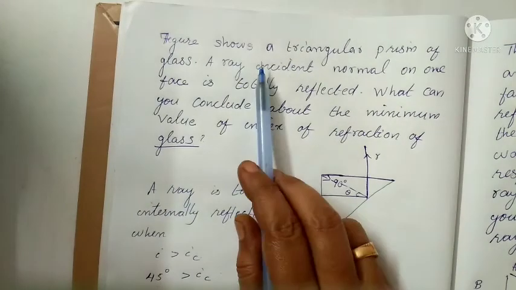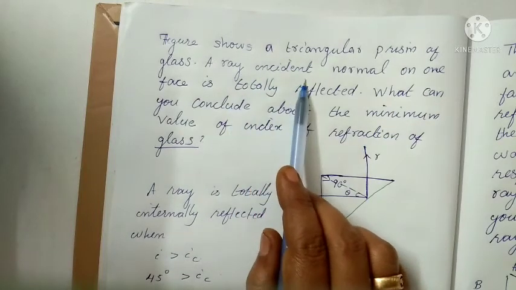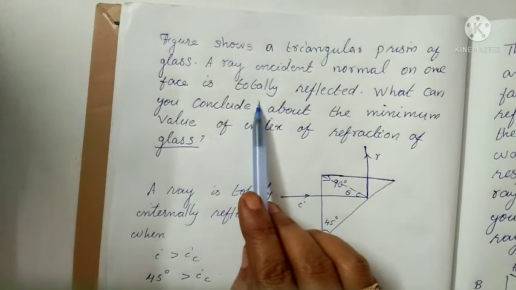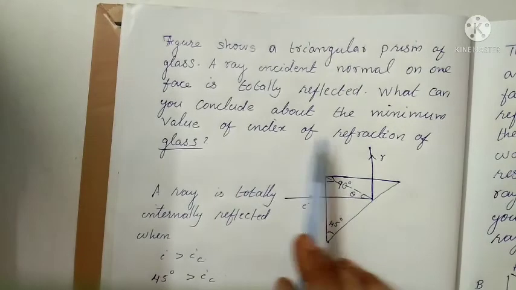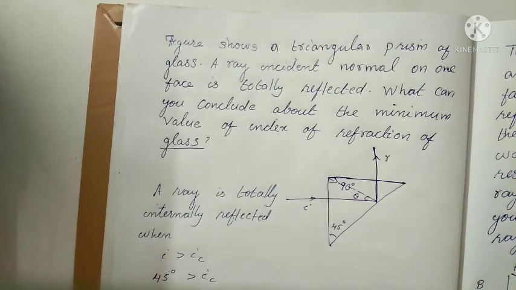Now the question: the figure shows a triangular prism of glass. A ray incident normal on one face is totally reflected. What can you conclude about the minimum value of the index of refraction of glass?